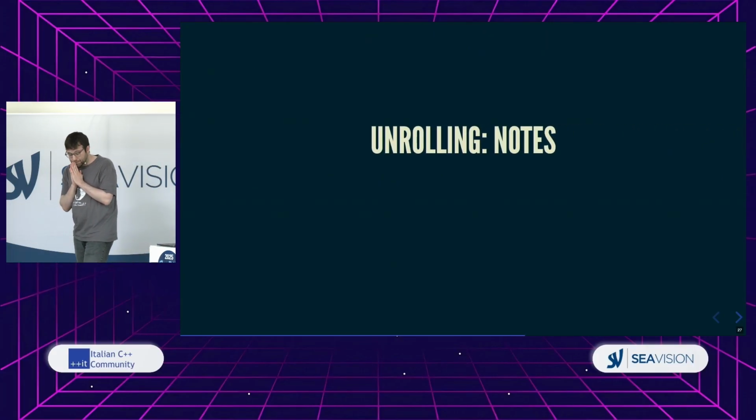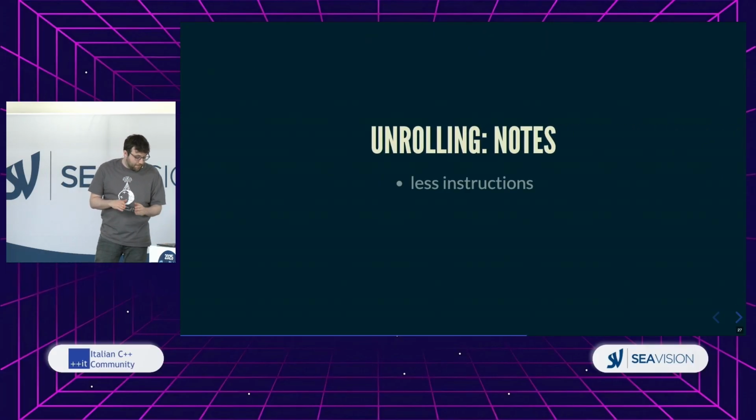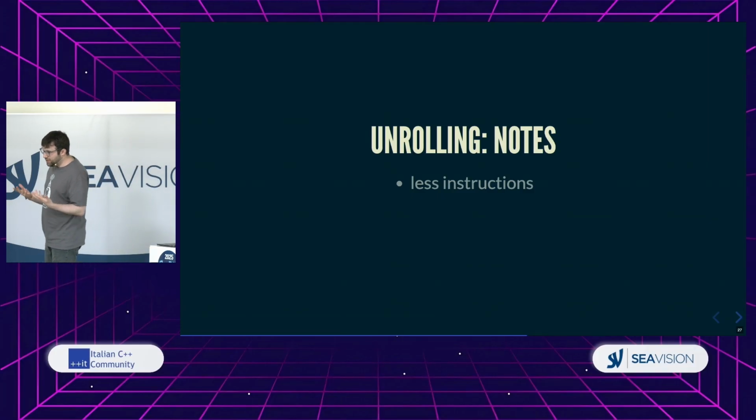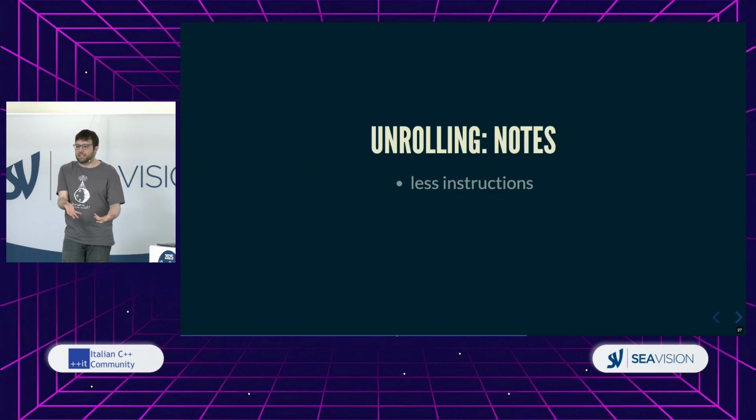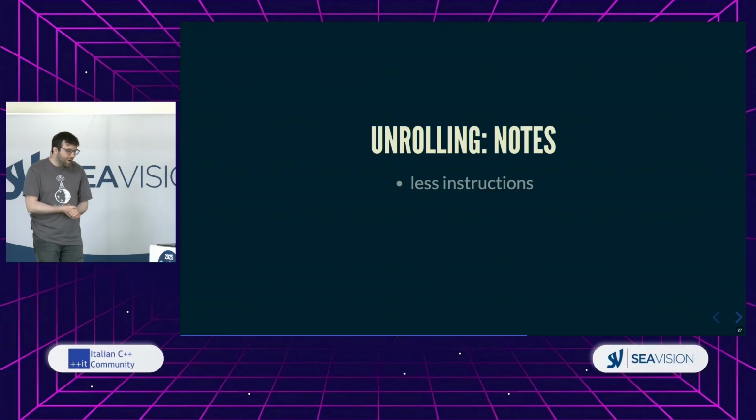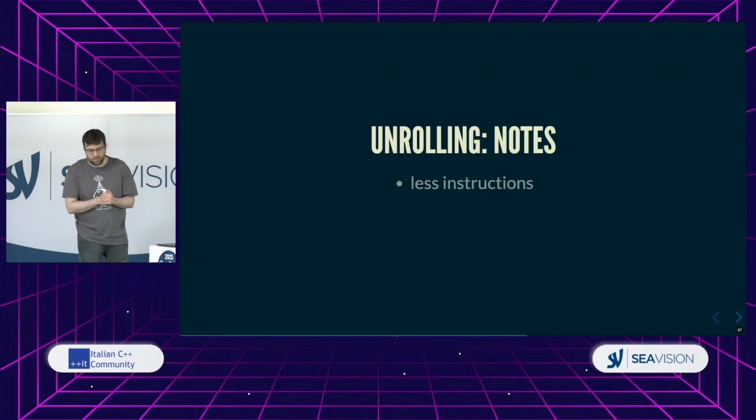A couple of notes on unrolling. The benefit of unrolling most of the time is doing fewer instructions. But as many of you know, your processor does a lot of instructions at a time, right? It's a super parallel machine that does out of order execution, all that stuff. So when is it actually beneficial? This is kind of the simplest way to know.